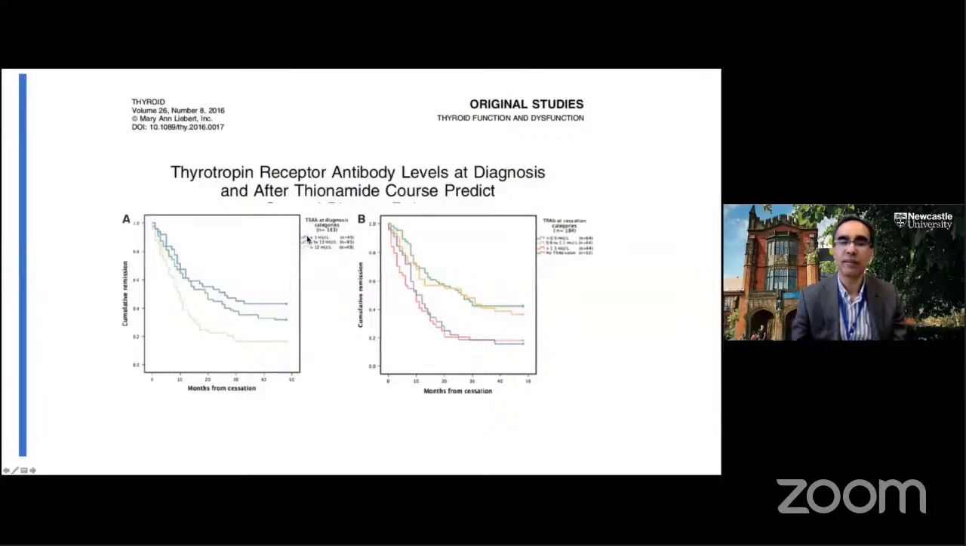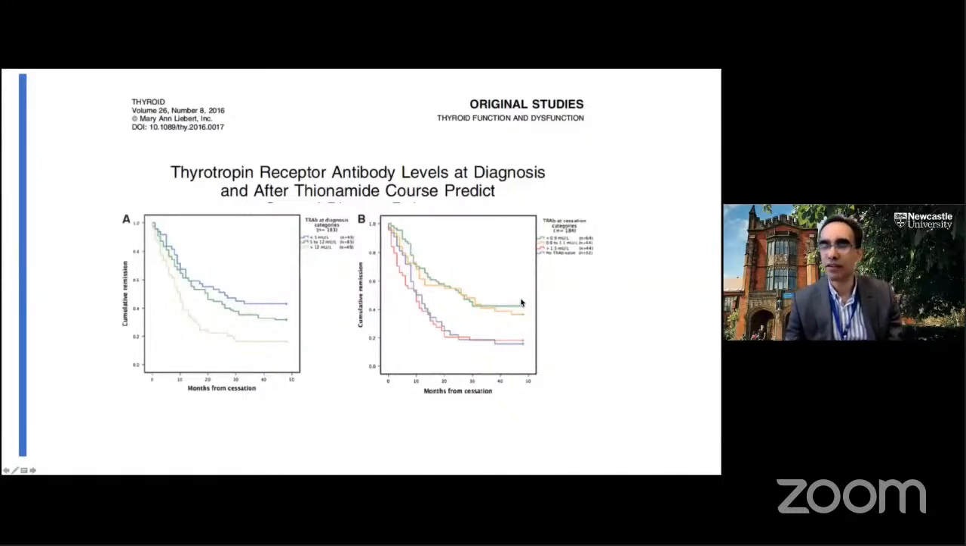As you'll see here, when TRAbs are less than 5 at diagnosis, the chance of remission is much higher, about 50%. When TRAbs are high at baseline, so more than 12, the risk of relapse is much higher. So if you take this as 20%, this is a 20% chance of staying in remission, which means an 80% risk of relapse, whereas if the TRAb is less than 5 at diagnosis, there's a 50% risk of relapse.